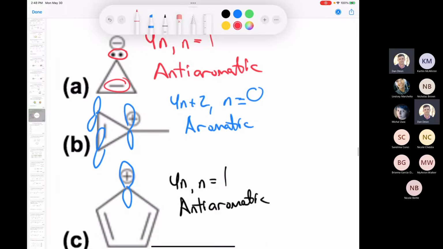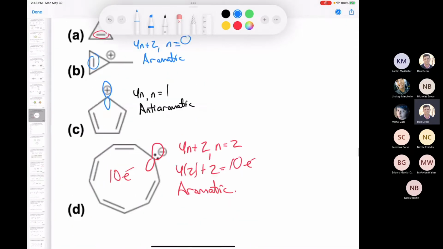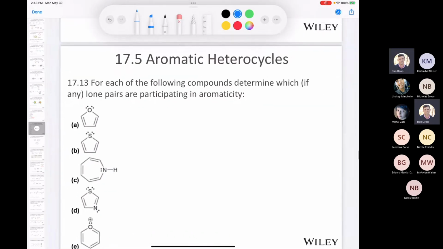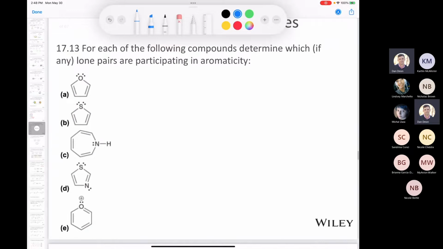If you go to the next one, here I'm only counting this pair of electrons, 4n plus 2, where n is equal to 0. 4 times 0 is 0, plus 2 gives you 2. And so that would make this an aromatic compound. So you count all the electrons that are in p orbitals? Exactly. Okay, thank you. No problem at all. Let's try some other ones. For this one, it says, for each of the following compounds, determine which, if any, lone pairs are participating in aromaticity. So let's take a look.